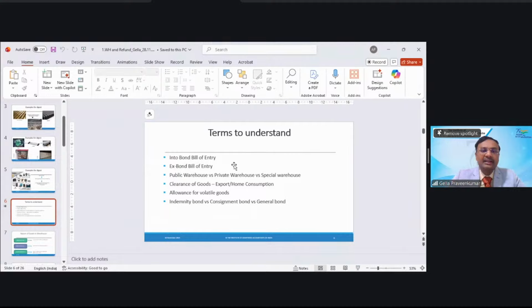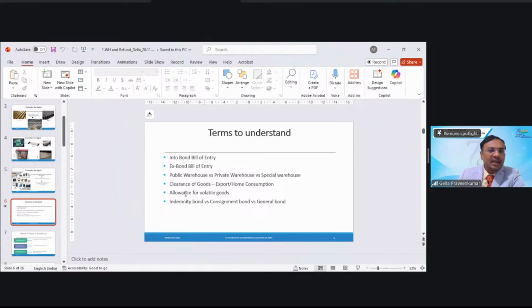And we have learned this term called into bond, ex bond. When goods come into the warehouse, I file a bill of entry called into bond bill of entry. When I clear these goods from the warehouse to the domestic tariff area, I would call it an ex bond bill of entry. Then we understood public warehouse, private warehouse, special warehouse. There will be a bond in charge, that is the bond officer, only in case of a special warehouse. In case of a public and private warehouse, there will be a custodian appointed by the concerned warehouse in charge. In private warehouse and special warehouse, manufacturing is permissible. In public warehouse, manufacturing is not permissible.